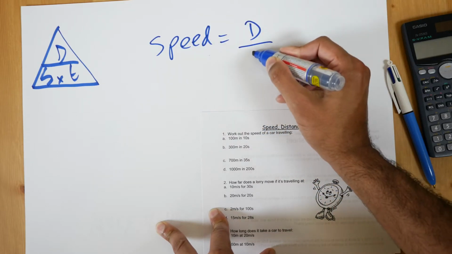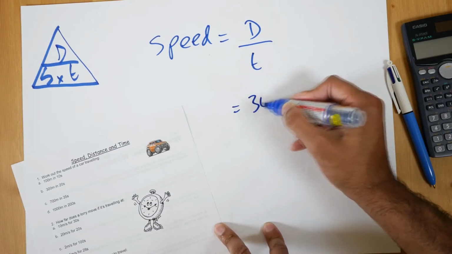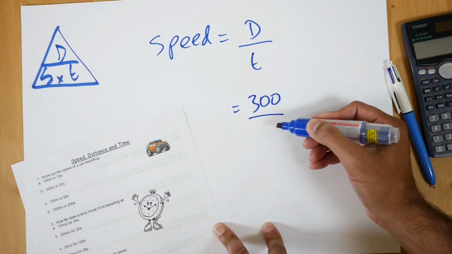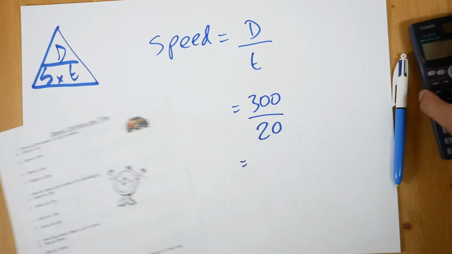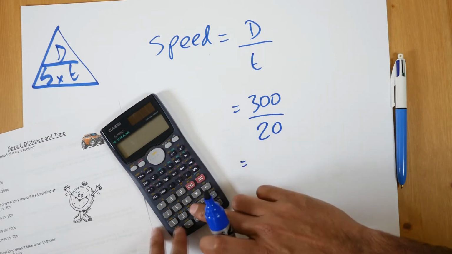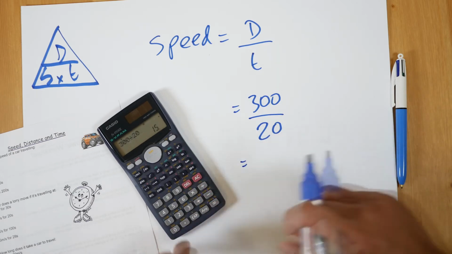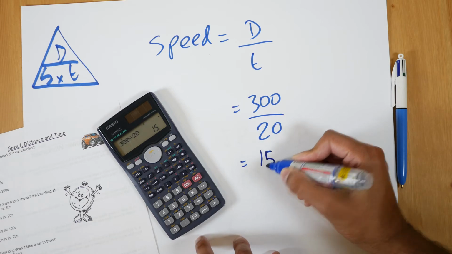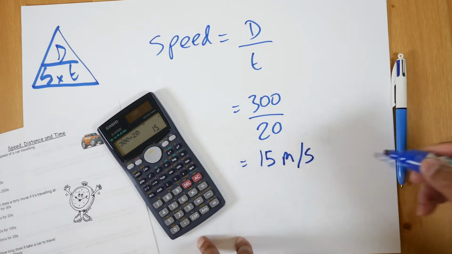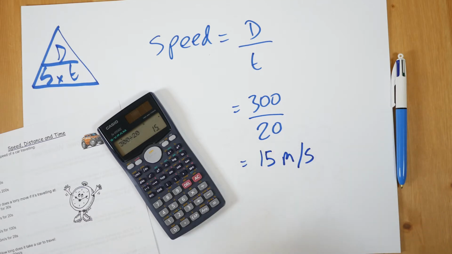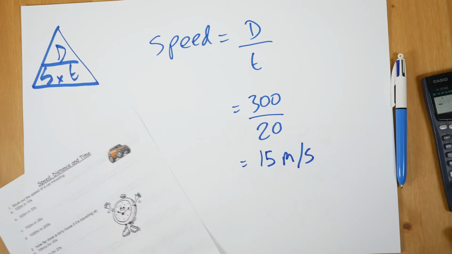I'm going to just write D over T. So the distance is 300 meters. The time is 20 seconds. And if I get my trusty calculator out, we can find that 300 divided by 20 is 15. And because it's a speed, it's meters per second. Dead easy.